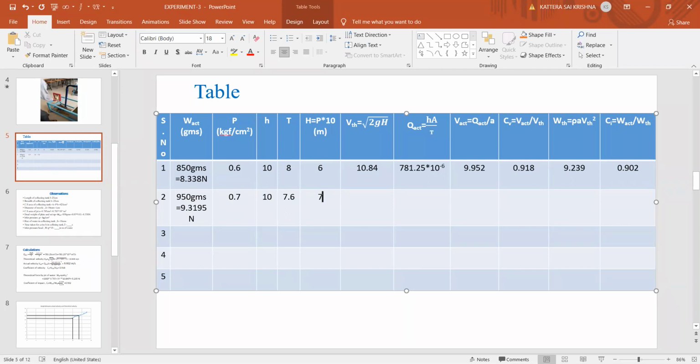Okay, so please others you calculate. Randomly I will ask you, you need to calculate and tell me the value of this. Okay, so next calculate V theoretical is equals to under root of 2g into root H. So root of 2 into 9.81 into 7. Calculated, I will ask to someone. 378 Pranav Teja.